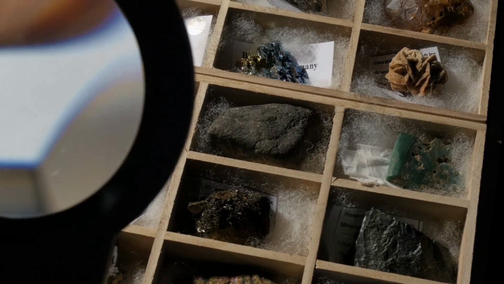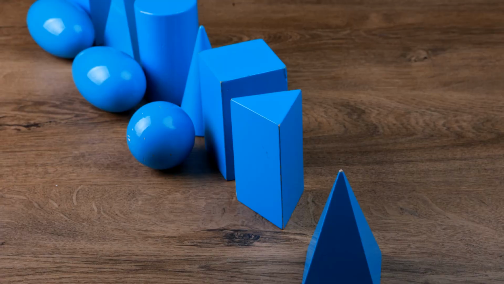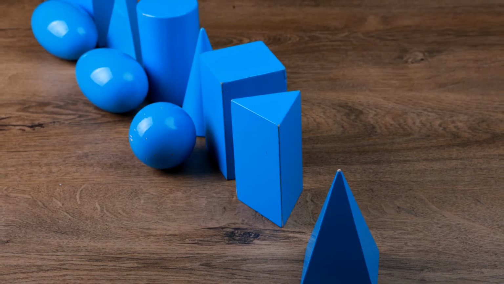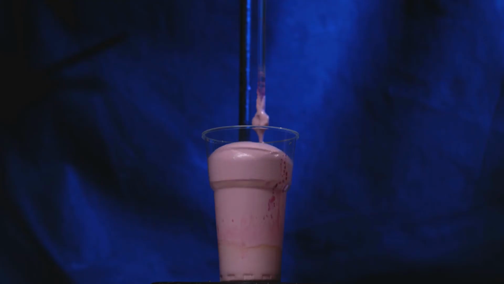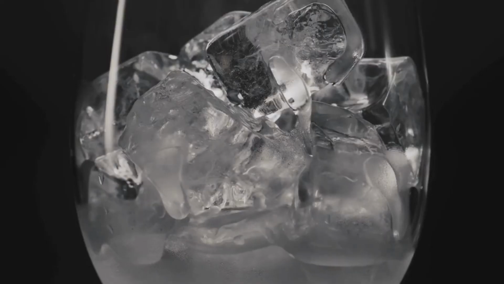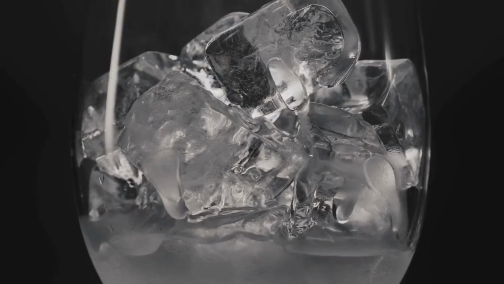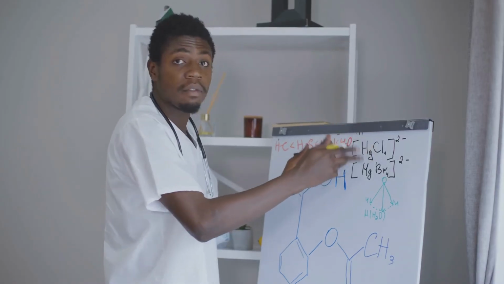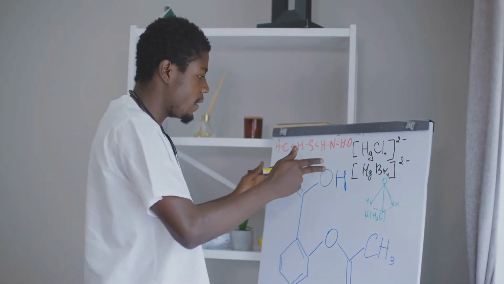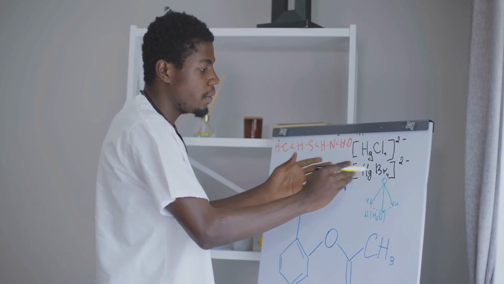We can also classify matter based on its properties, such as physical properties like color and shape, chemical properties like reactivity and flammability, and its state of matter as solid, liquid, or gas. By understanding these classifications, we can better understand the world of matter and how different substances interact with each other. Keep exploring and learning about the amazing world of science.